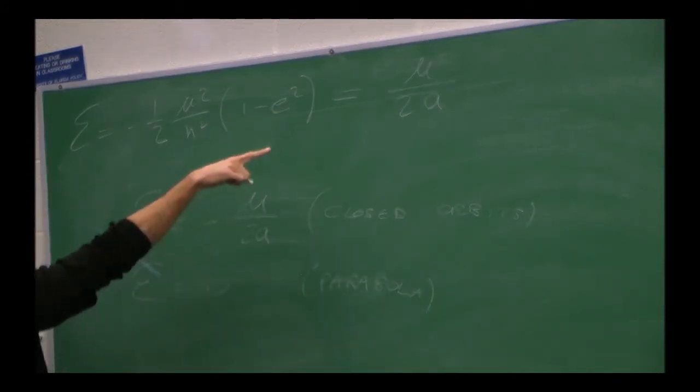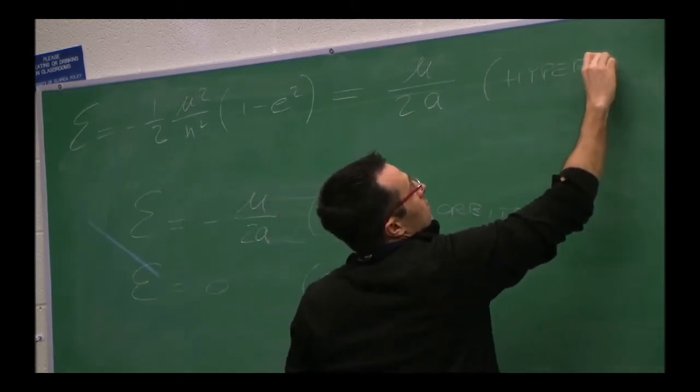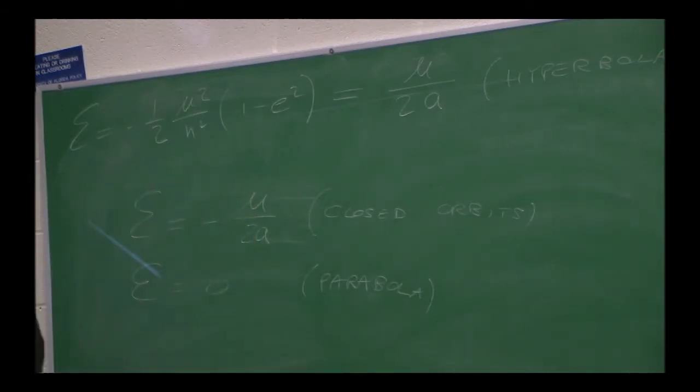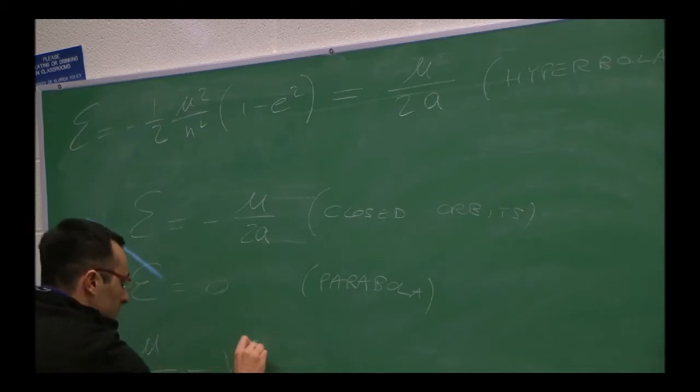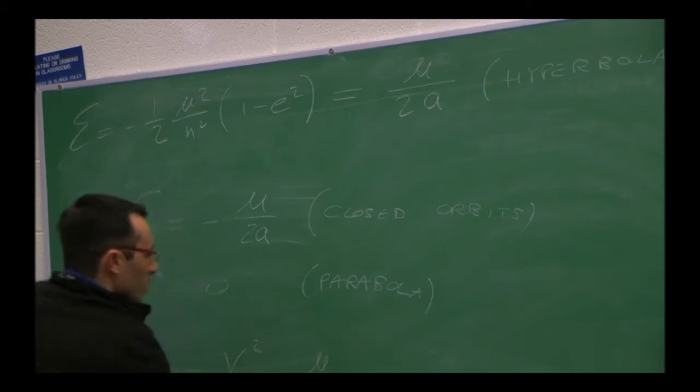Well, now we have that. What kind of energy is this? Positive, negative, 0? It's positive. Hyperbolic paths have positive energy. You need to have positive energy, mechanical energy, the way we have defined it, so that you can go away. Now, this thing can be equated to what the definition of energy is, which is still the same, v squared over 2 minus mu over r. Okay?